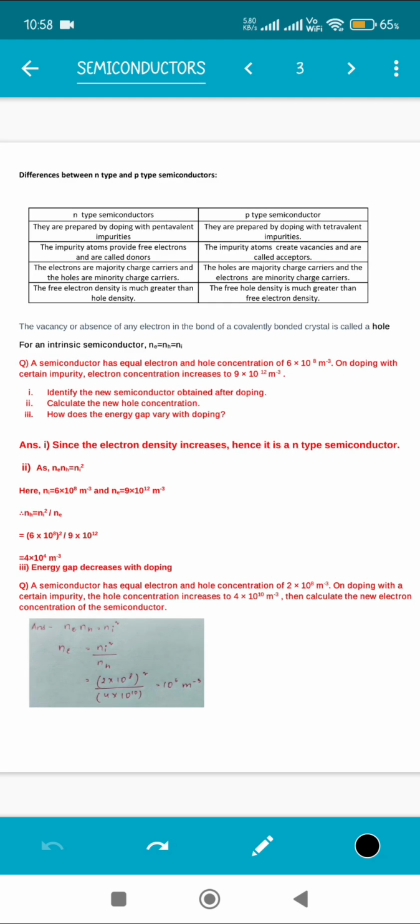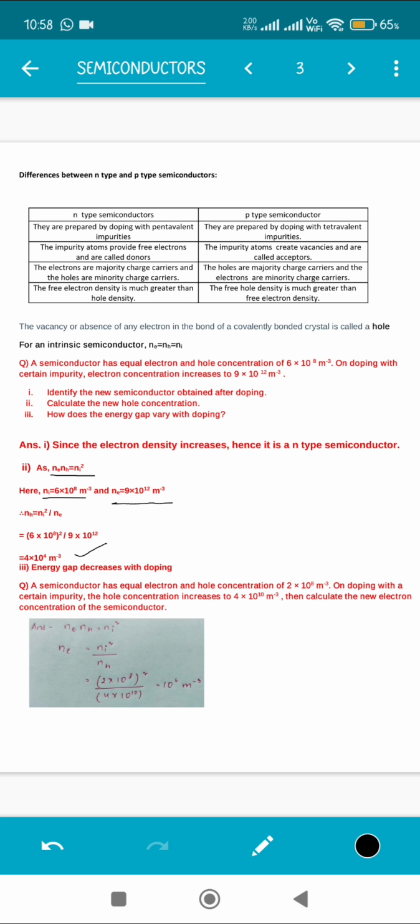So let us do the first question on the basis of the formula that we just learned. A semiconductor has equal electron and hole concentration of 6 into 10 to the power 8 per meter cube. Okay, so what has been given in the question? Ni has been given. On doping with a certain impurity, electron concentration increases to 9 into 10 to the power 12 per meter cube. So this is the new electron concentration. We know the formula, Ne is equal to Nh is equal to Ni. So if I multiply Ne and Nh, it will be equal to Ni square. Okay. So from here I can find out Nh, just simple algebra, right? So Nh comes up to 4 into 10 to the power 4 per meter cube.